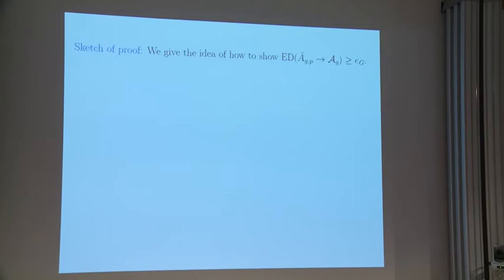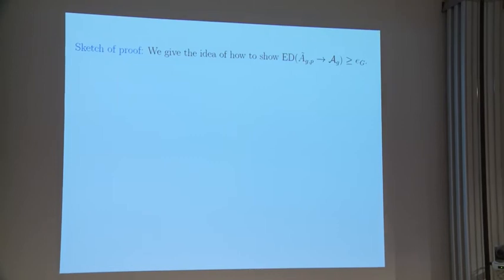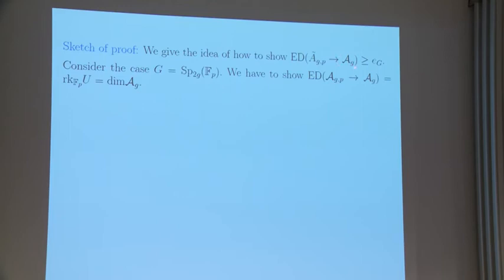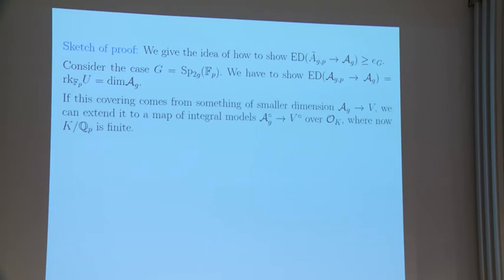Okay, so let me sketch a proof of how you show this bound on the essential dimension. This should be a capital G. Okay, the reason I put a small g was psychological, because I want to restrict immediately to this case. So the general case is kind of similar, but we want to show that the essential dimension of this covering is just equal to the rank of this maximal unipotent, which is the dimension of AG. And the idea is if this covering comes from something of smaller dimension, let's say AG mapping to V.